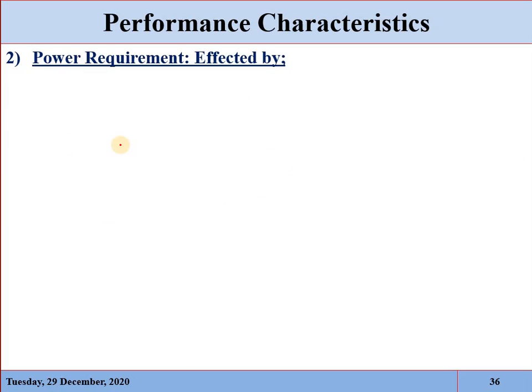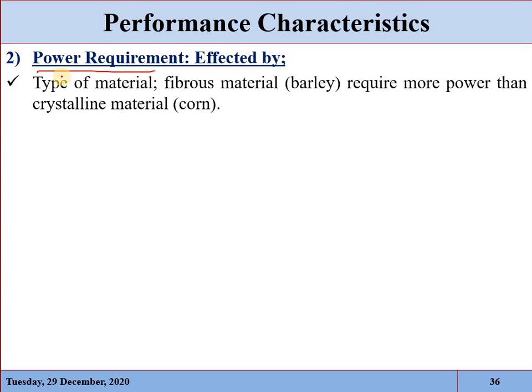The second factor is the power requirement, that is, how much power is required for the size reducer. If more power is required and it is reducing less product, its performance will be less; it will be least efficient. Also, the power requirement depends on the type of material. For example, fibrous material like barley requires more power than crystalline material.